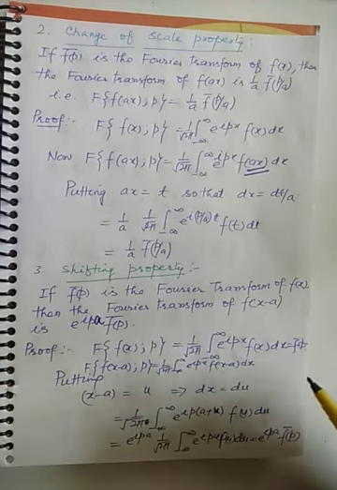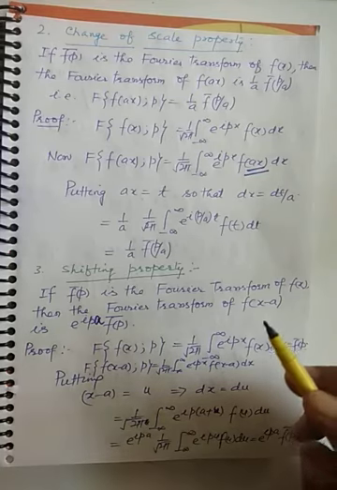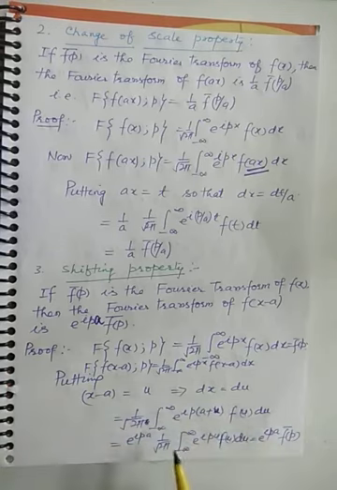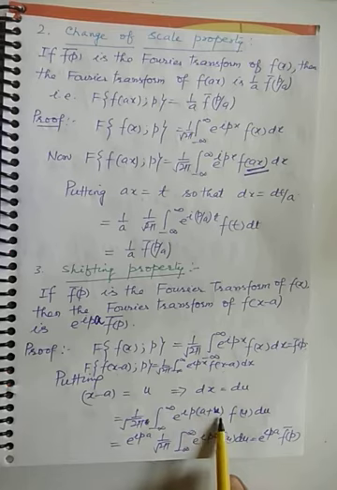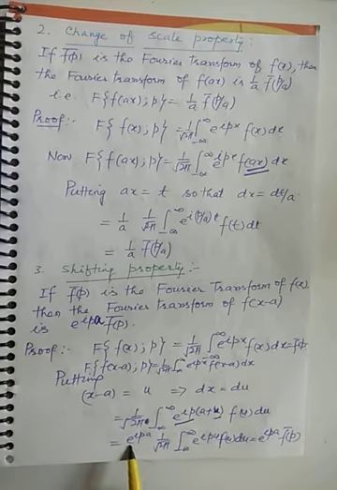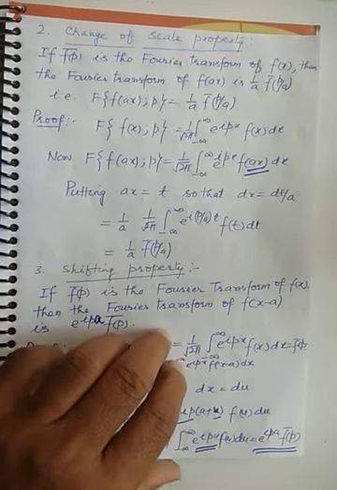On putting x - a = u, or dx = du, this integral becomes 1/square root of 2pi times the integral from minus infinity to infinity of e^(ip(a + u)) f(u) du. That is e^(ipa) e^(ipu), so we get e^(ipa) times 1/square root of 2pi times the integral from minus infinity to infinity of e^(ipu) f(u) du, or we can write this as e^(ipa) F bar(p). This is called the shifting property for the Fourier transform.